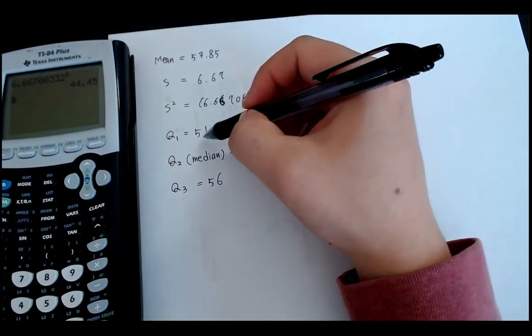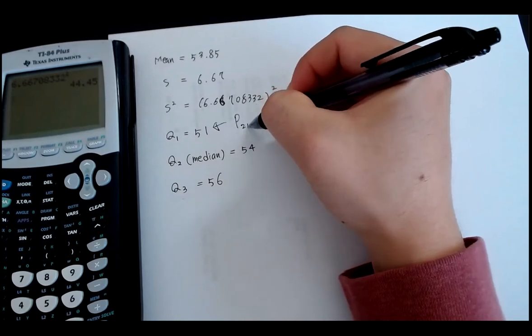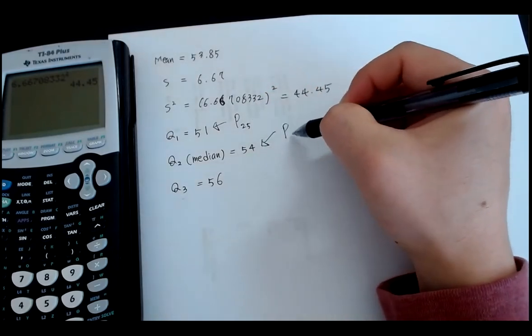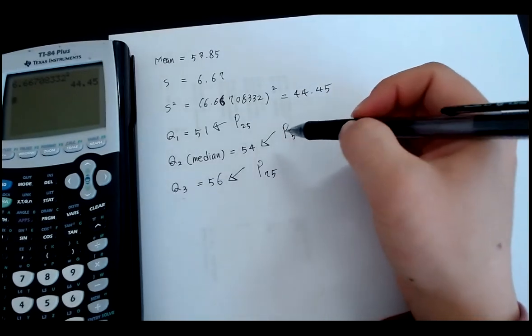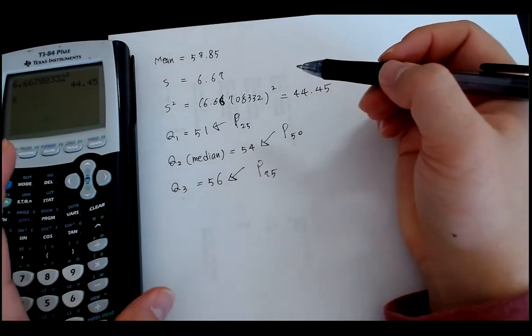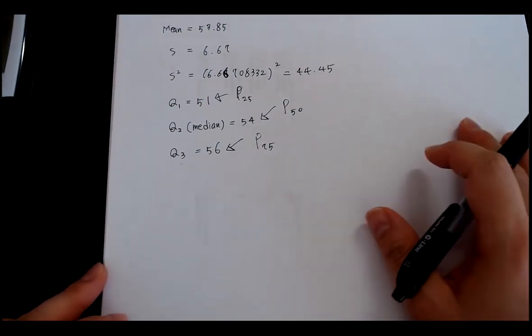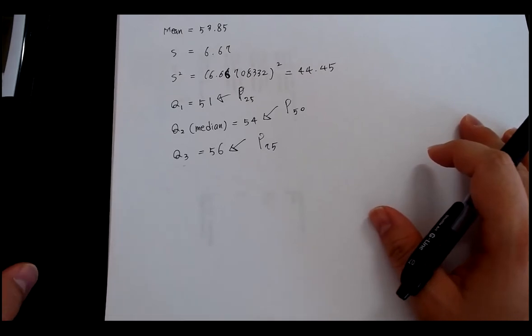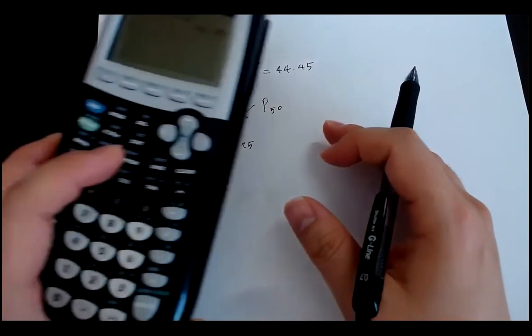Okay, so that number is nothing but P25. That number is nothing but P50. That's nothing but P75. You know the capital letter P means the percentile. Okay, so now the next one, we want to find the mode and midrange, right? To find the mode, we have to sort the data first.